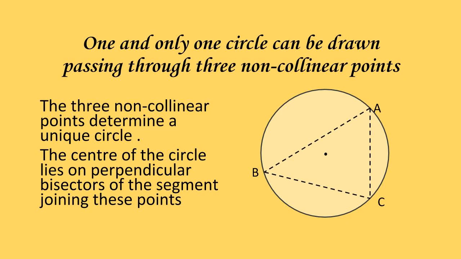What if you are given three non-collinear points? Consider this example where you have three non-collinear points A, B and C. One and only one circle can be drawn through three non-collinear points, and this circle will be unique. You can't draw more than one. In case you want to find the center of this circle, you have to draw perpendicular bisectors for AB, for AC and for BC, and the point where all these perpendicular bisectors intersect is the center of the circle.